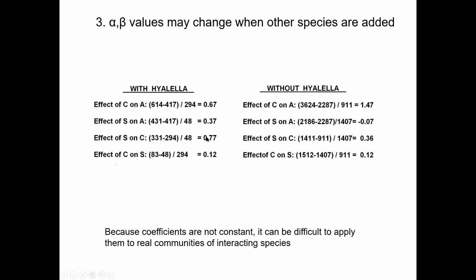Again, all of them are really interesting. There's only one that doesn't really change, and that's this one here. So the take-home message here is, because the coefficients are not constant, you have to be very careful trying to generalize from a two-species interaction to what might go on in a particular community. The particular community's composition prevents us from making these predictions with high confidence.